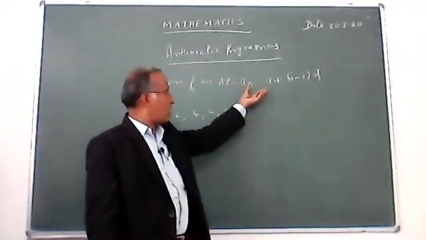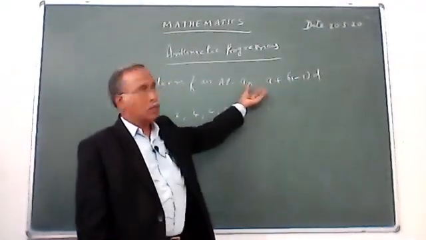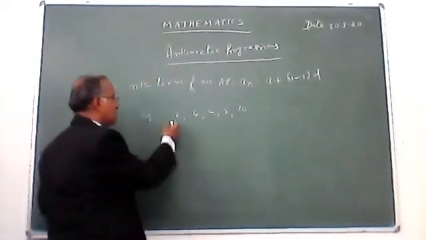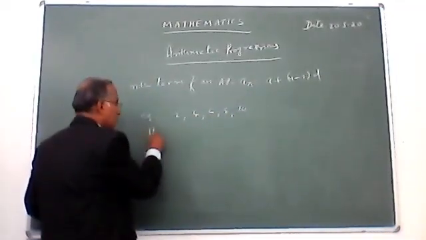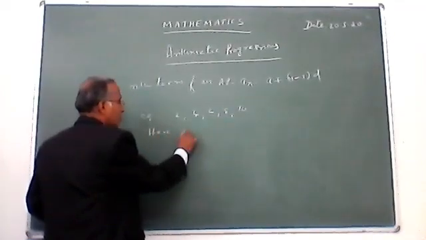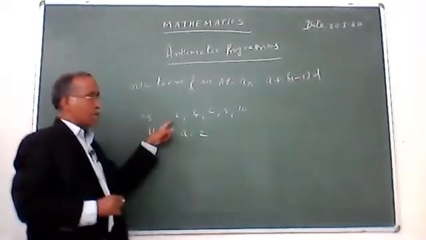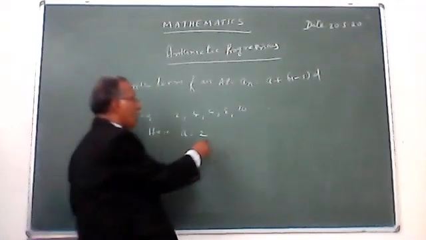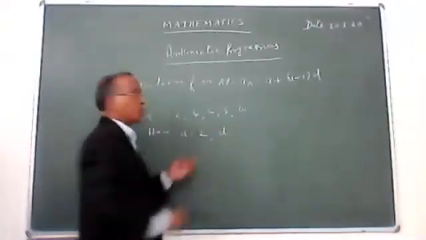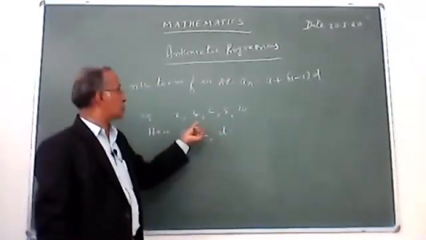If you have the formula, it is easy to find out. In this arithmetic sequence, the first term, symbolically denoted by A, is 2. What is the common difference? The difference between any two consecutive terms.